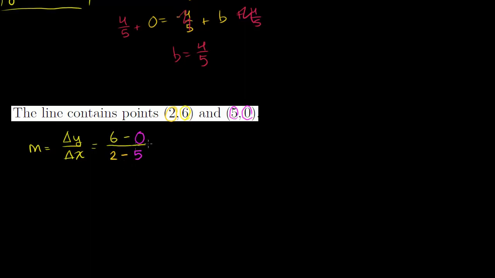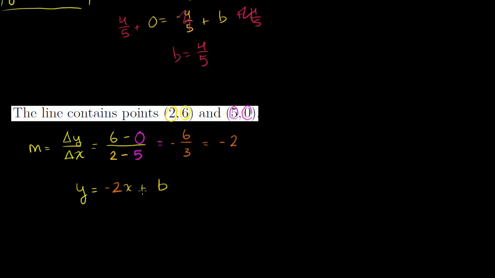But what do we get here? This is equal to 6 minus 0 is 6. 2 minus 5 is -3. So this becomes -6/3, which is the same thing as -2. So that's our slope. So far, we know that the line must be y is equal to the slope, we do that in orange, -2 times x plus our y-intercept.